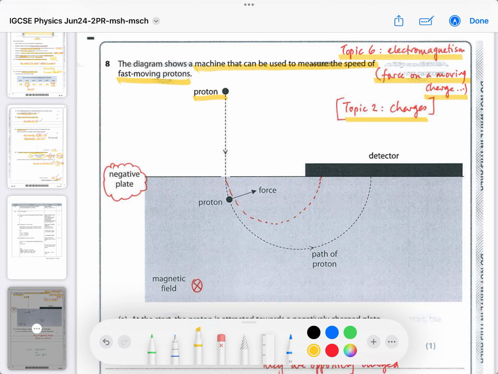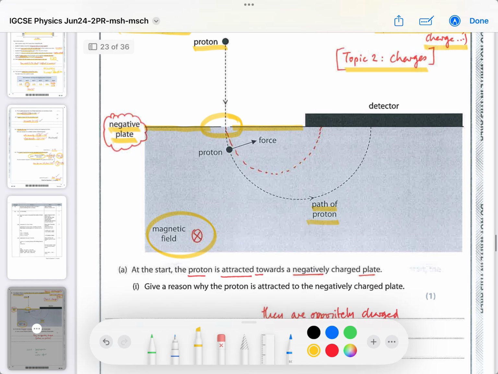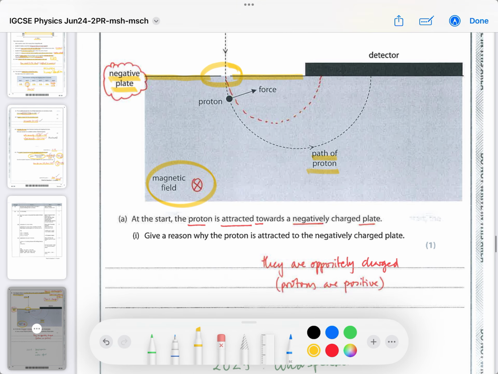Okay? They've got a negative plate here with a hole in it. And the proton is accelerated towards the negative plate because opposite charges attract. Okay? And the proton will go in here because there's a magnetic field. It produces circular motion. The path of the proton goes in a circular path. Okay? So this is Fleming's left-hand rule.